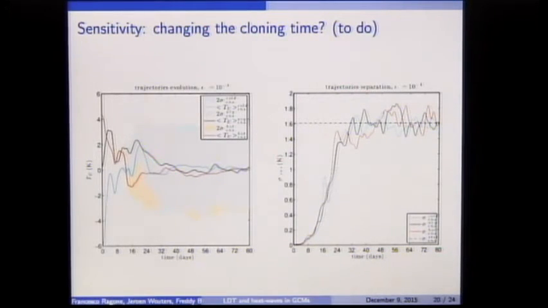The other thing is about the cloning time. I still have to make experiments on changing the cloning time, but this is just to show something obvious, so that this system is very different from the Ornstein-Uhlenbeck process. Choosing the right cloning time basically has to do with how the trajectories separate when you put some noise in this system.